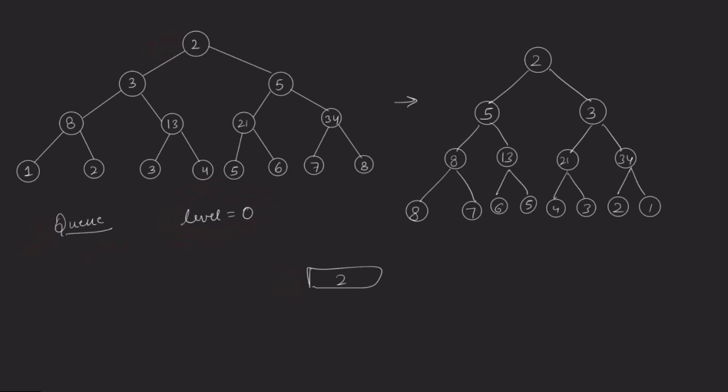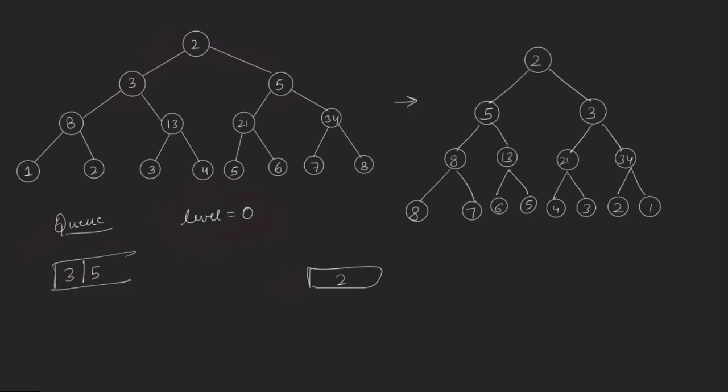Now, whenever we take a node from the queue, what do we do? We push its left and right child inside the queue. So the left child of 2 is 3 and the right child is 5, right? So in the queue, 3 and 5 will come now, right? Now here we are done. Our loop has run one time. Now we will see that, okay, the level was 0, so we won't be reversing. Let's move on to the next iteration, right?